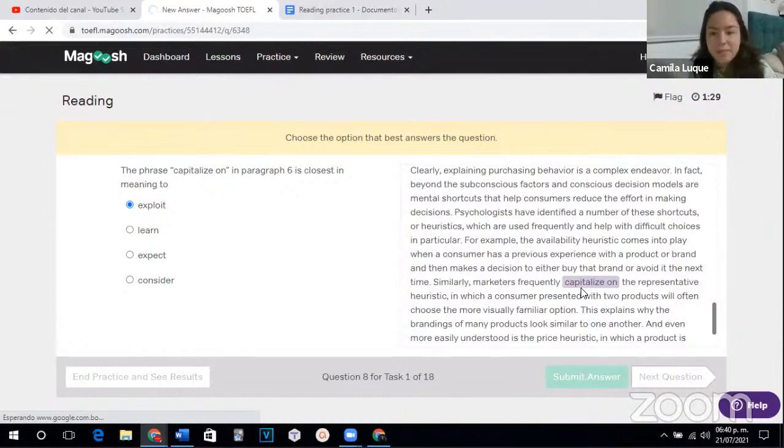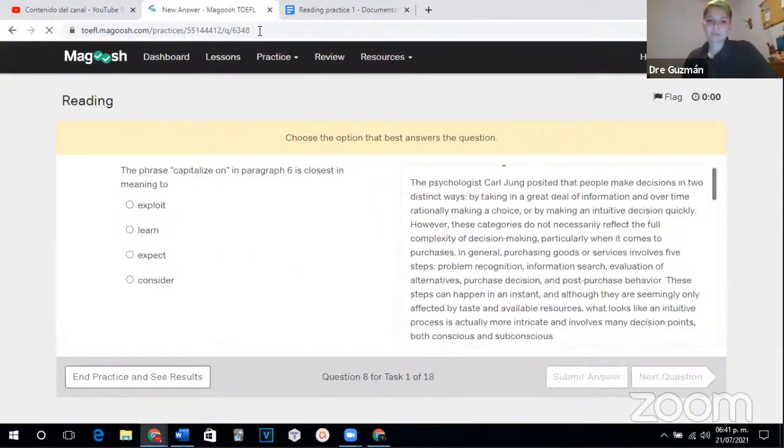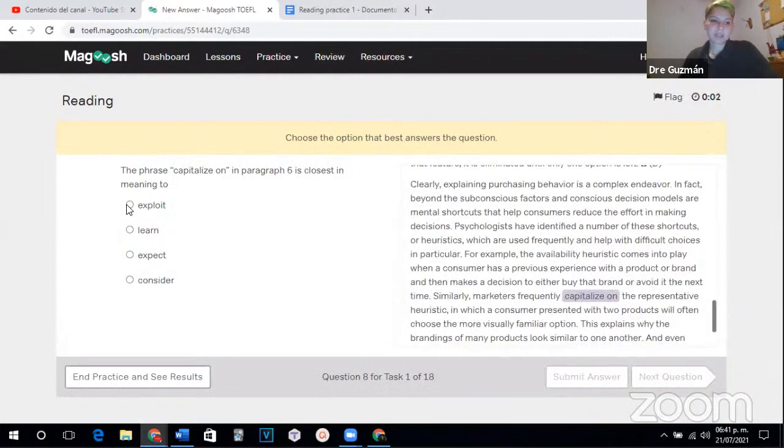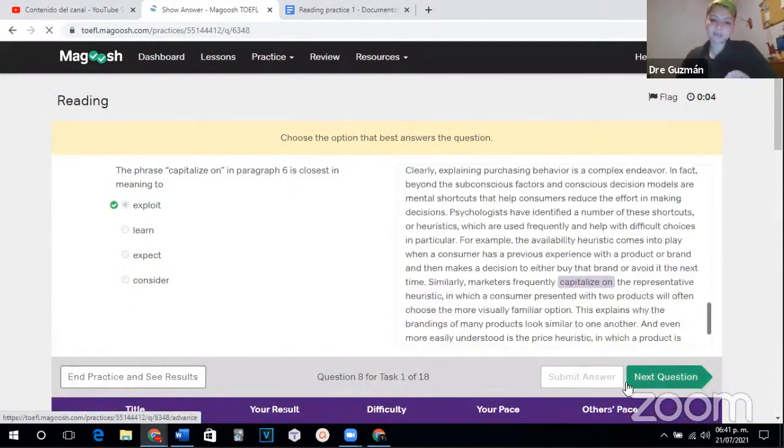It implies, sacarle el jugo a algo, kind of. So yes, correct. Good job, Camila.